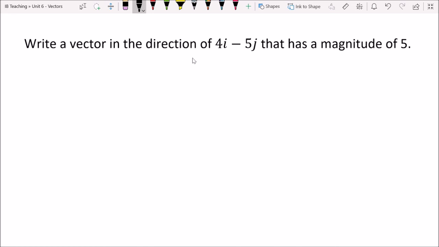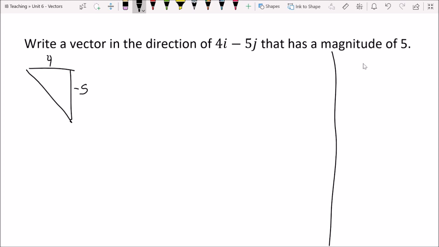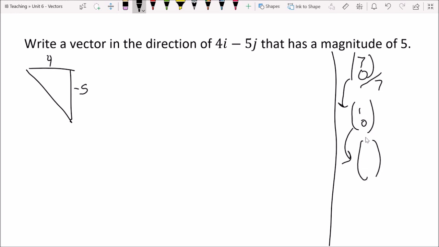Okay, so write a vector in the direction of 4, negative 5. It helps me if I sketch it. So 4, negative 5, that has a magnitude of 5. So again, let's do a side example to make it easier to understand. A minute ago, we had the example 7, 0, and we scaled that down by dividing by the magnitude of 7. We had 1, 0. Now, if I wanted to take that and write a vector with a magnitude of 5, well, it only goes right, so I would just make it go 5 to the right and none up and down.